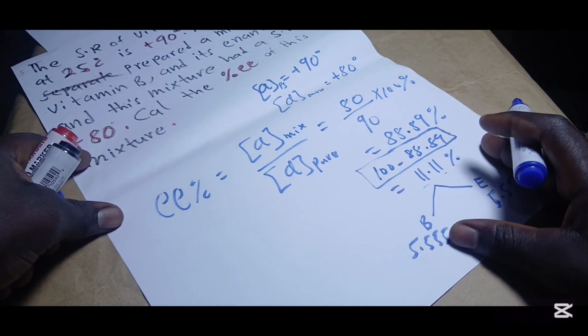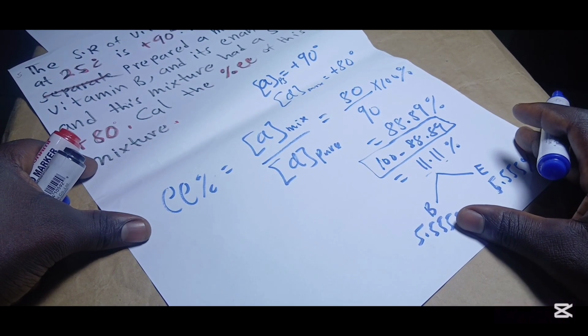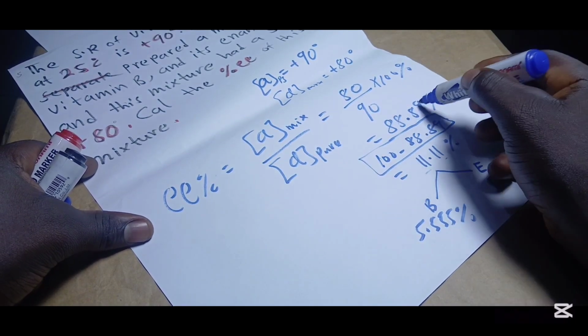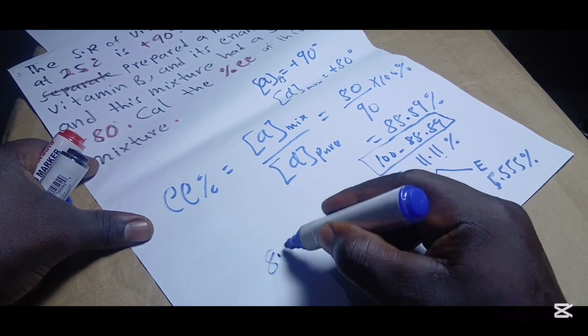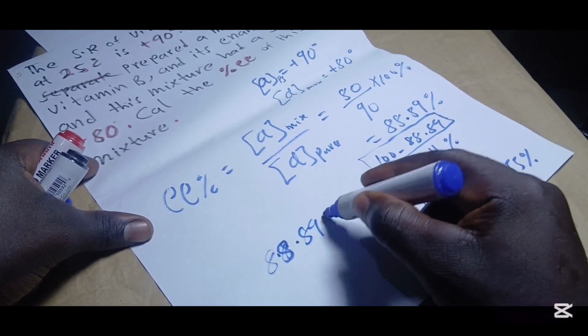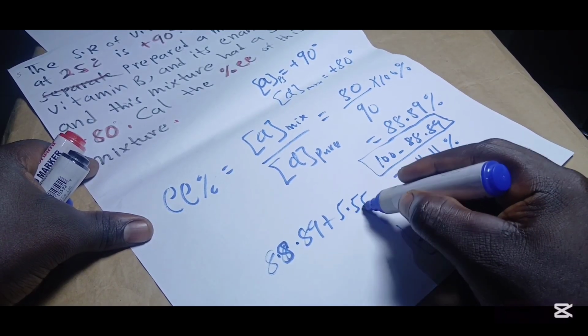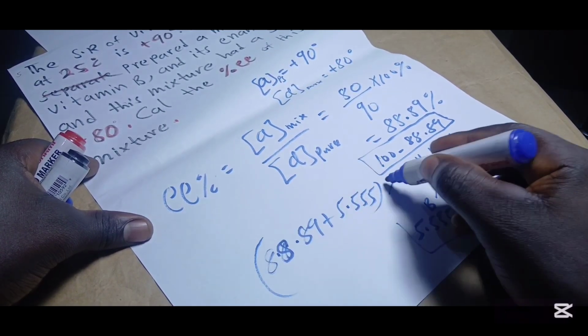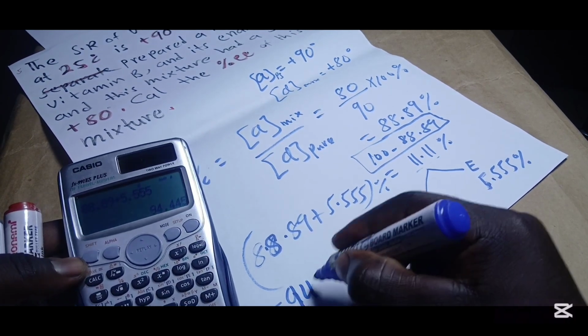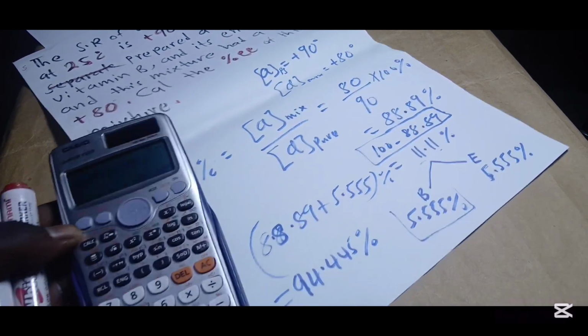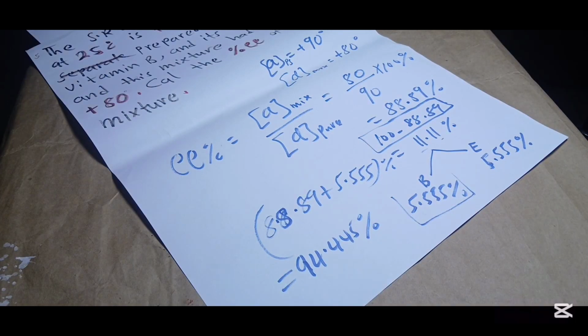So if we are looking at the total percentage of the vitamin B itself and not it in the solution, we are going to add this to the part that came together to form the racemic with the other enantiomer. So 88.89 plus 5.555, all in percentage. So total vitamin B in the solution is going to give us 94.445%. That is the total vitamin B in the solution.